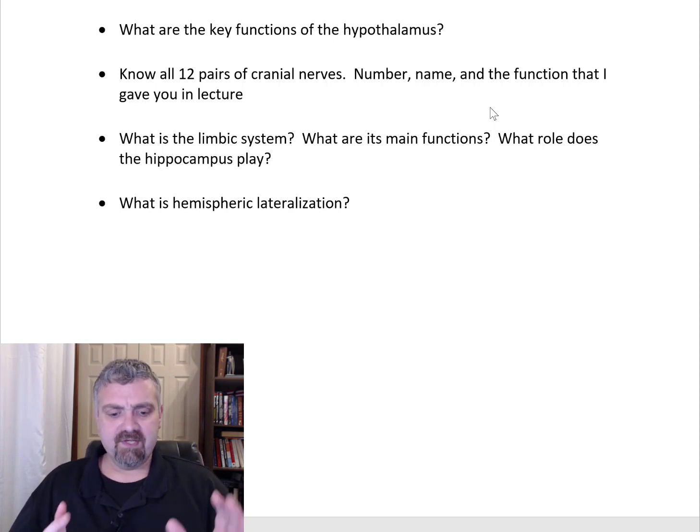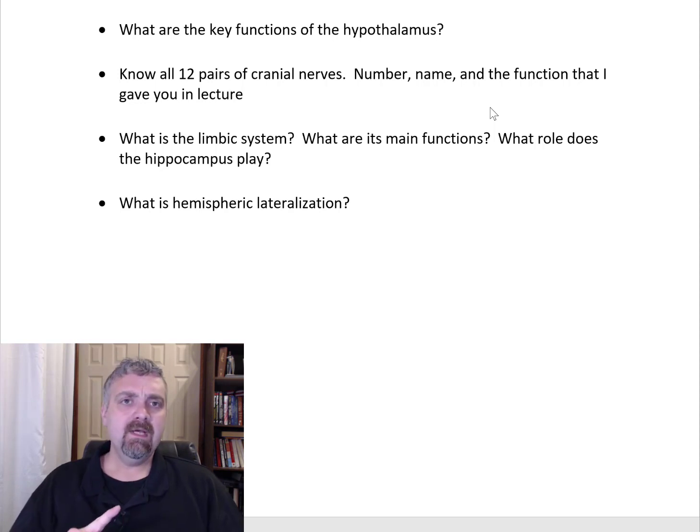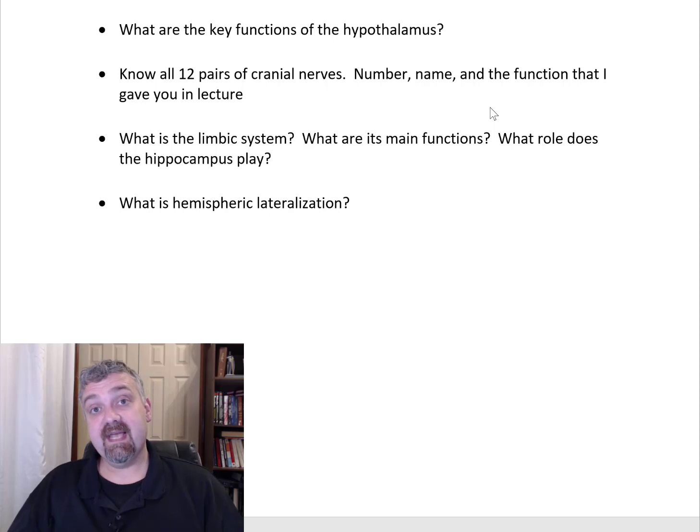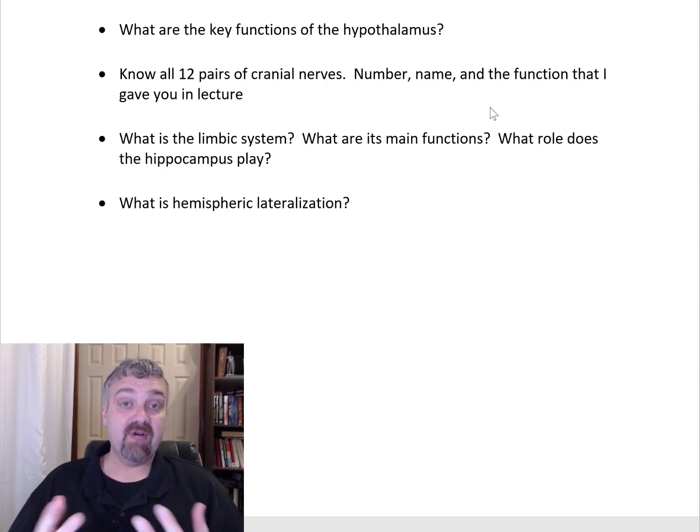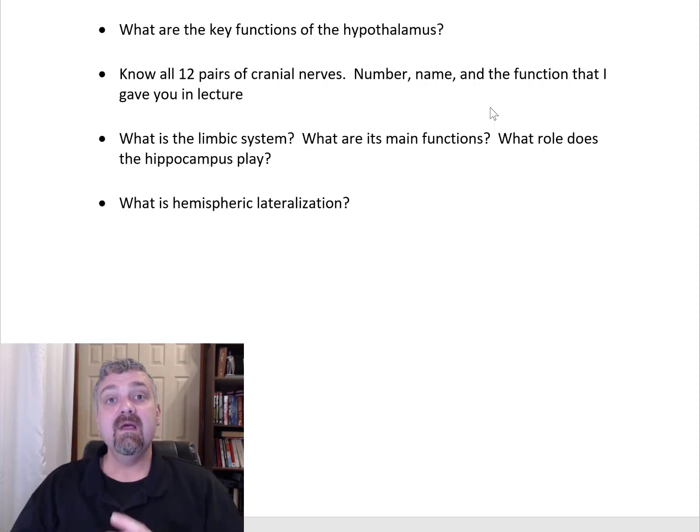All right, so just real quickly, 1, olfactory, smell. 2, optic, vision. 3, oculomotor, the intrinsic eye muscles, and 4 of the 6 extrinsic eye muscles. 4, trochlear, 1 of the 6 extrinsic eye muscles. 5, trigeminal, sensation to the face, motor to muscles of mastication. 6, the abducens nerve, that 6th extrinsic eye muscle.